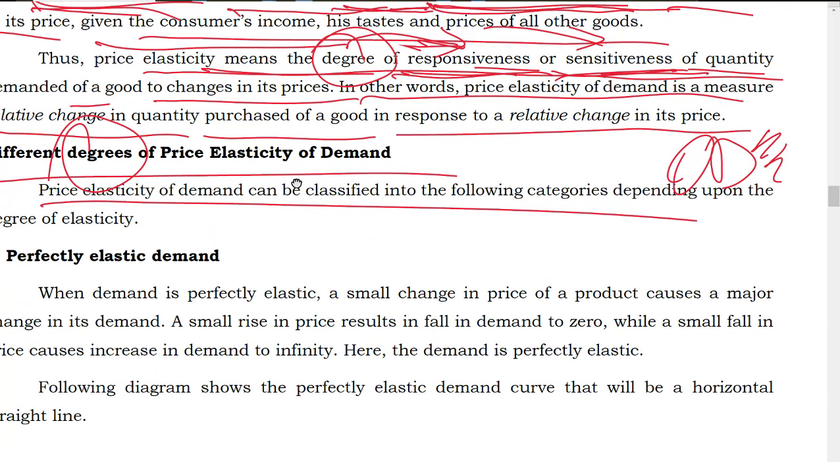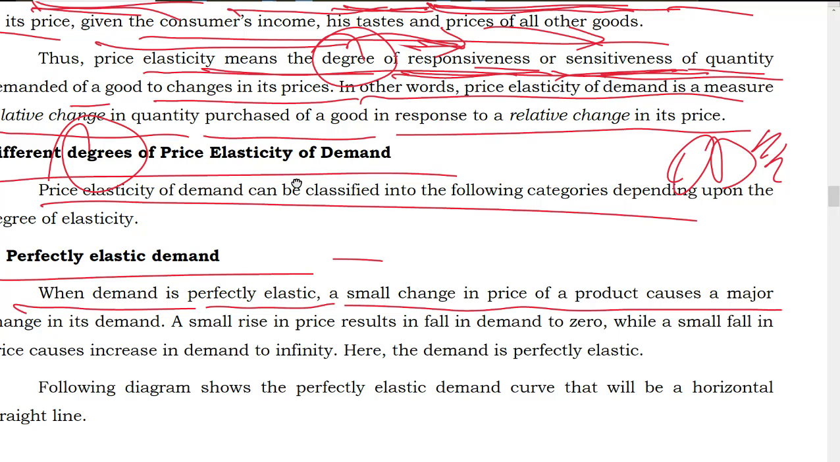The first one is a situation where there is perfectly elastic demand. The demand is perfectly elastic. When the demand is perfectly elastic, small changes in the price of a product cause major changes in its demand.